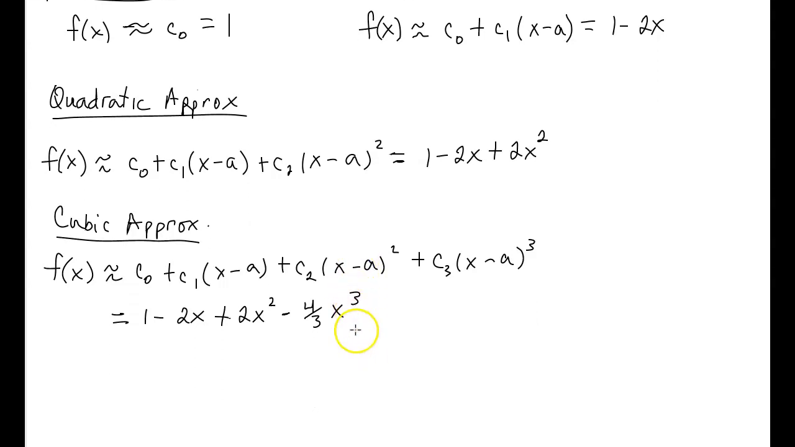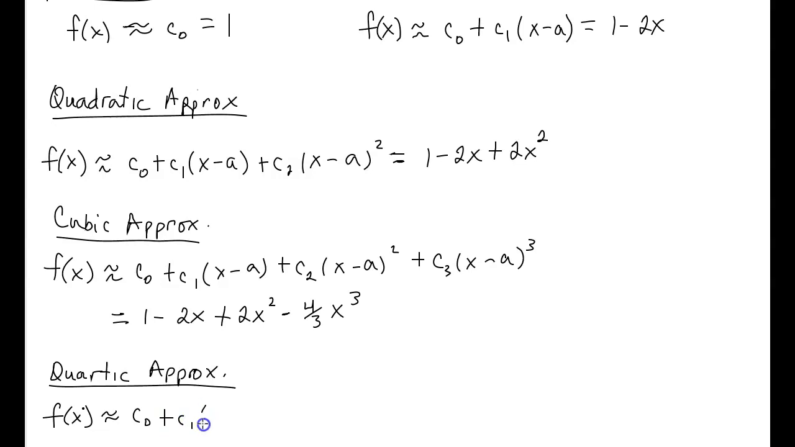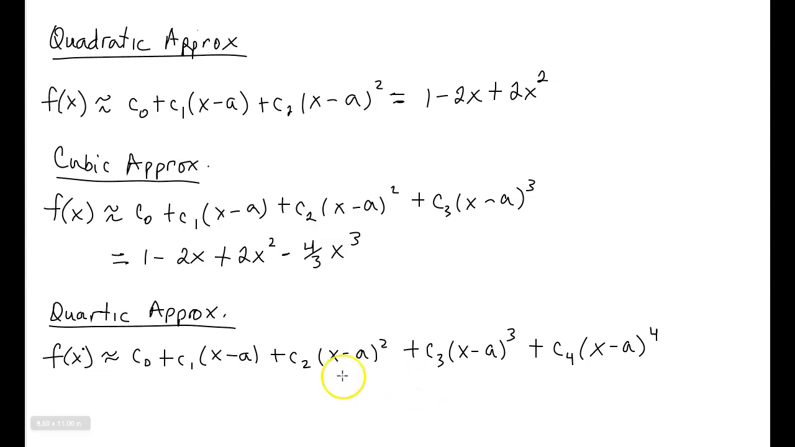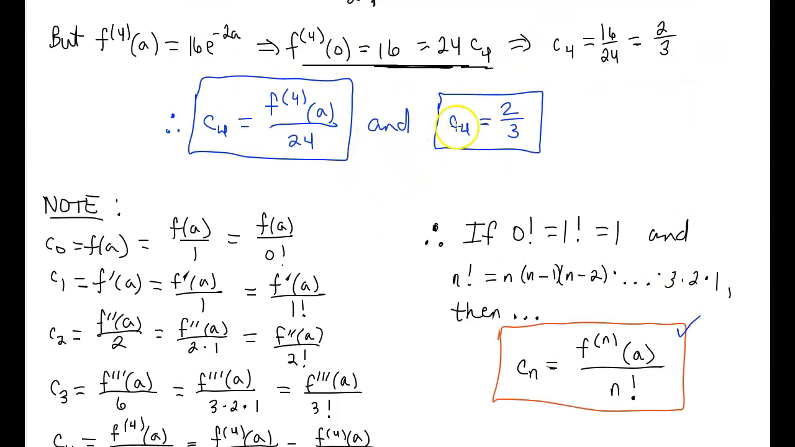Okay. And then, of course, if we wanted a quartic approximation, then this would be f of x. And of course, we would add one more term to that. Kind of see how this is working here, because essentially all we're doing at this point is just following the pattern. And this would be equal to 1 minus 2x plus 2x squared minus 4/3 x cubed. And this would be plus 2/3 x to the 4th, because we know that c4 here was 2/3.